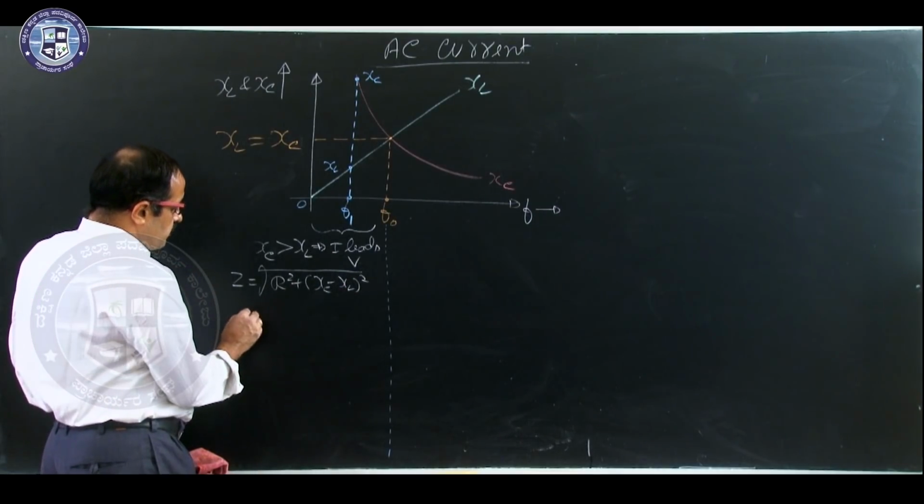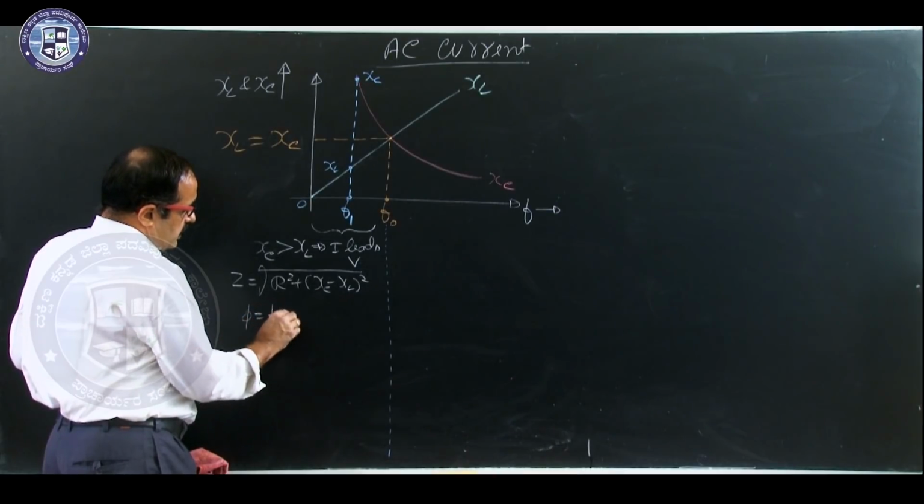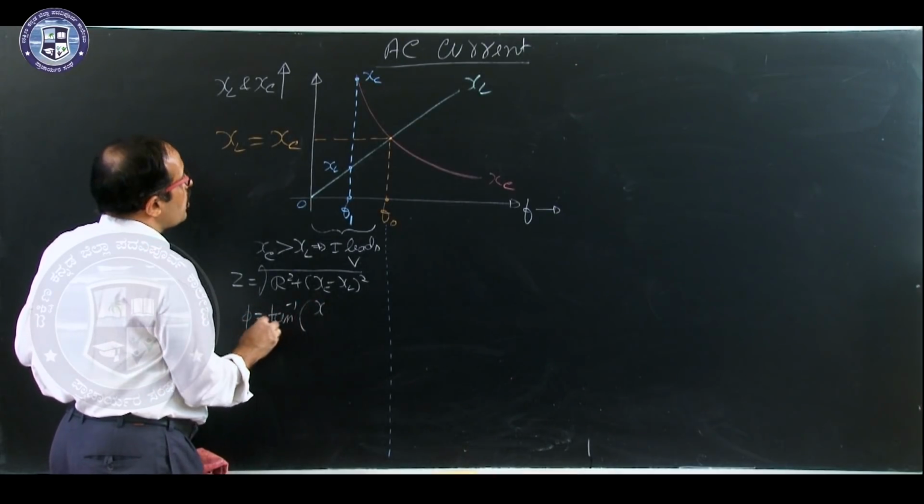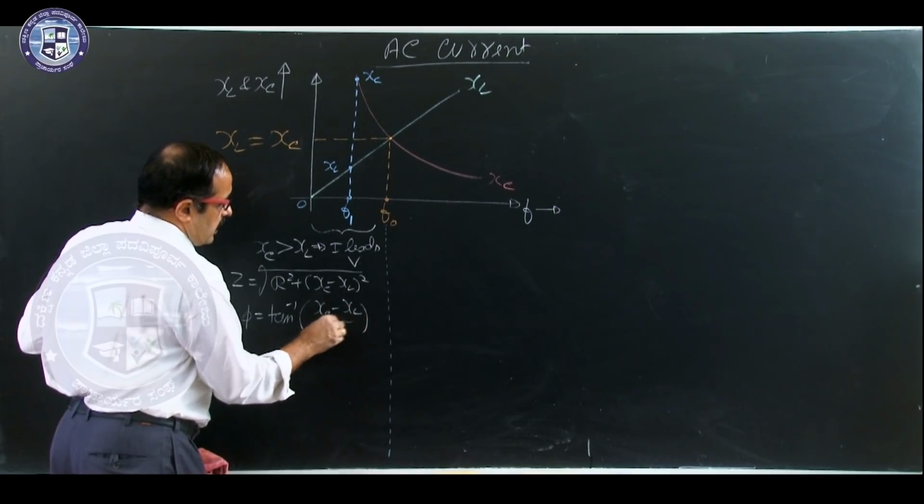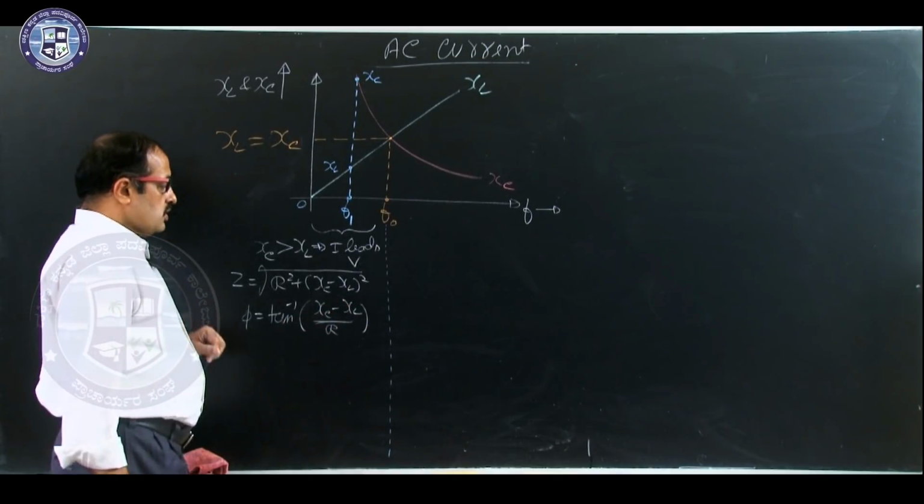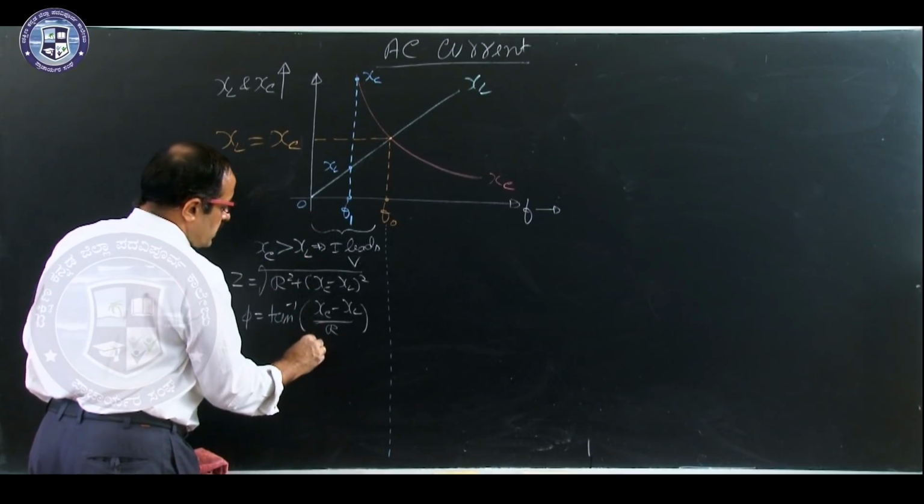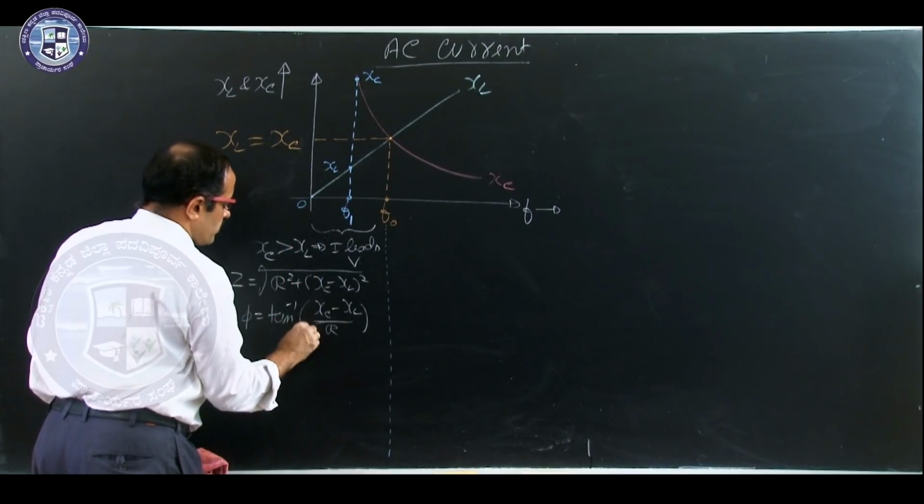And what is the equation for phi? Phi is equal to tan inverse of XC minus XL by R. Okay. Now here we plot another graph, another graph like this.